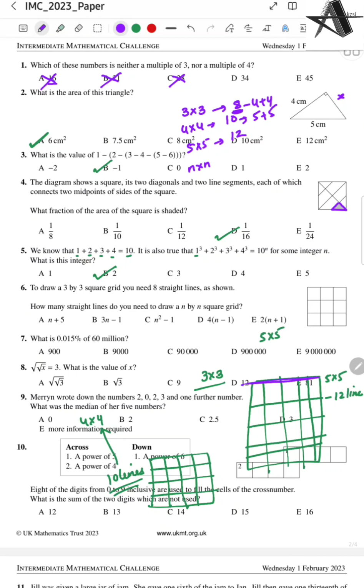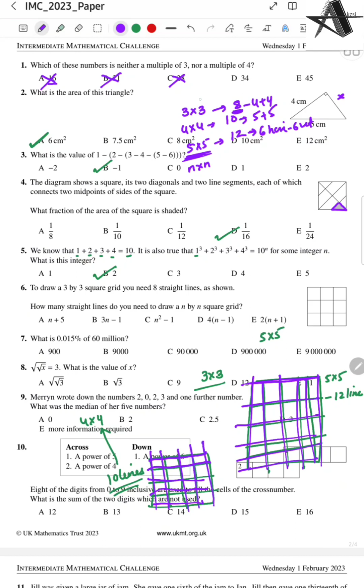How many? 1, 2, 3, 4, 5, 6. 6 horizontal lines for 5 cross 5. 1, 2, 3, 4, 5, 6. 6 vertical lines for 5 cross 5. So 6 horizontal and 6 vertical lines. Similarly for 4 cross 4 you can see 1, 2, 3, 4, 5 horizontal, 1, 2, 3, 4, 5 vertical.